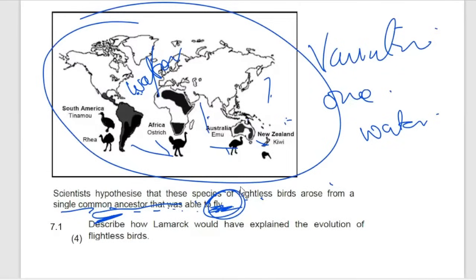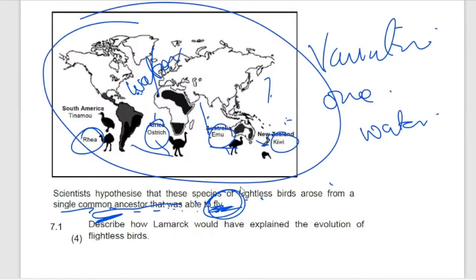If you remove this barrier of water and you make them mix, they are not able to interbreed to produce fertile offspring. Therefore, the ram, the ostrich, the emu, and the kiwi became new species. Do you see now how you explain? When they ask you to explain how the species formed, think about speciation.